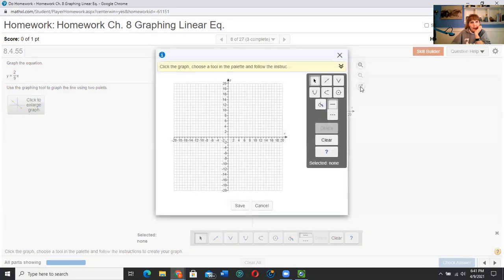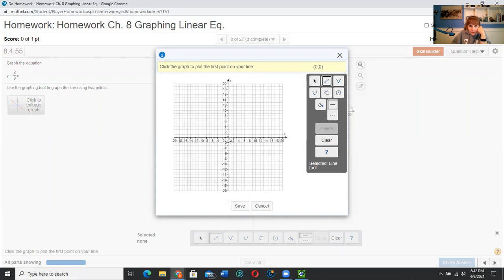Pop it out. Y equals 2/9 x. It's a line. The x's and y's are to the first power. So, oh, look at this. Wow. That doesn't look fun, but that's all right. We have a line. I press line. Where do we go on the y-axis? There's no plus anything, which means you go to 0. So we're going to go to 0.